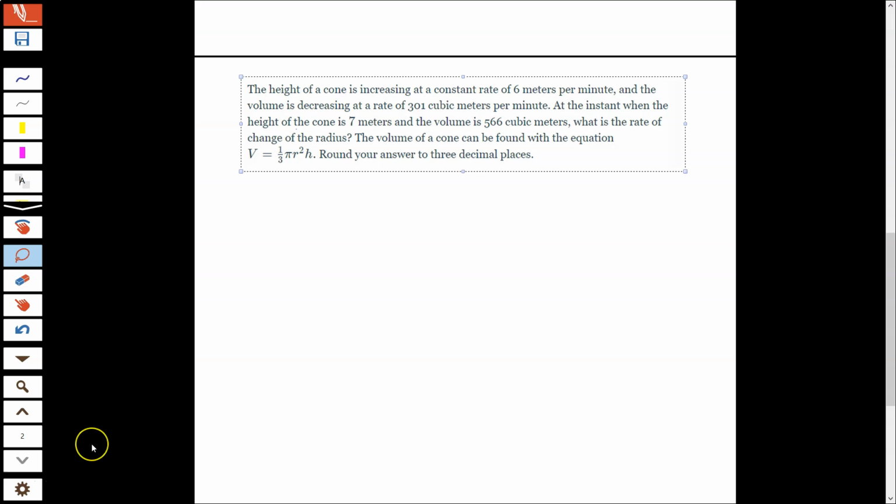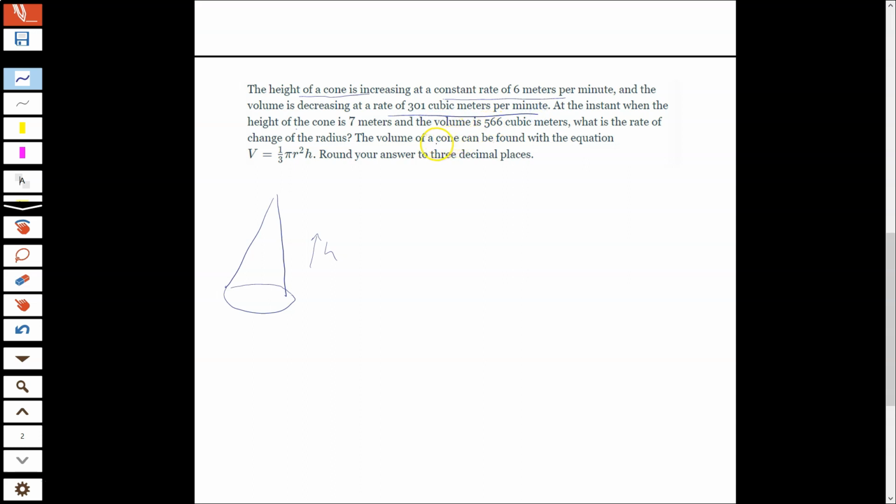Okay, we're going to follow the same steps as we have in all of our other examples. So the first thing we're going to do is draw a sketch, and here we're talking about a cone. So a cone, you guys are familiar, looks like this, right? And yours probably looks nicer on your paper because drawing on the computer is hard. The height of the cone is increasing at a constant rate of 6 meters per minute. So I'm just going to annotate as we go. And the volume is decreasing at a rate of 301 cubic meters per minute.